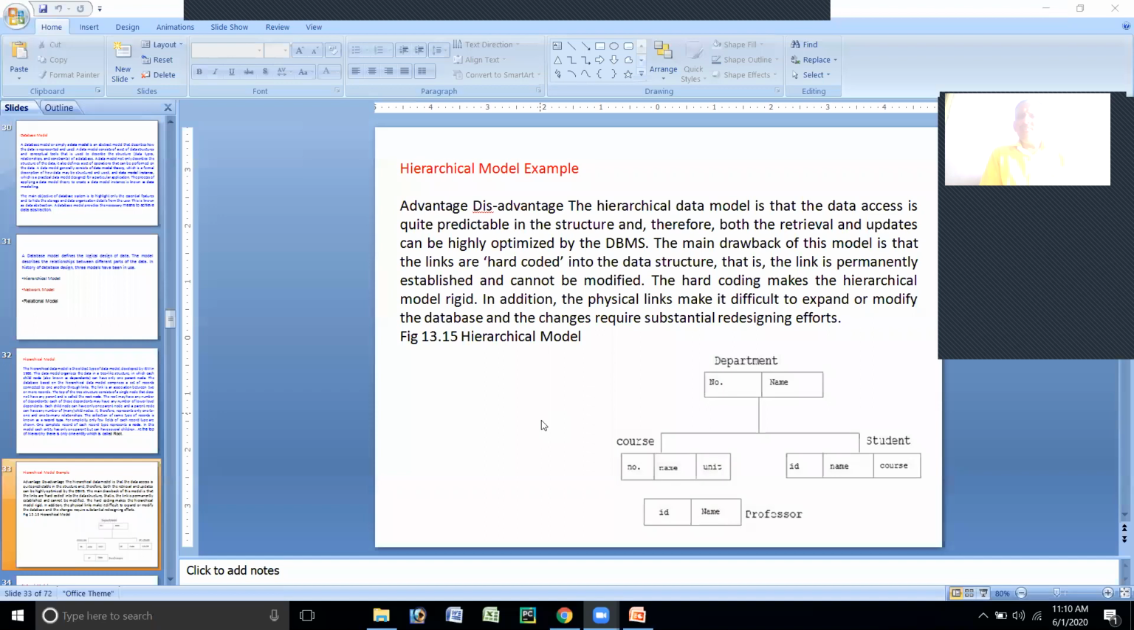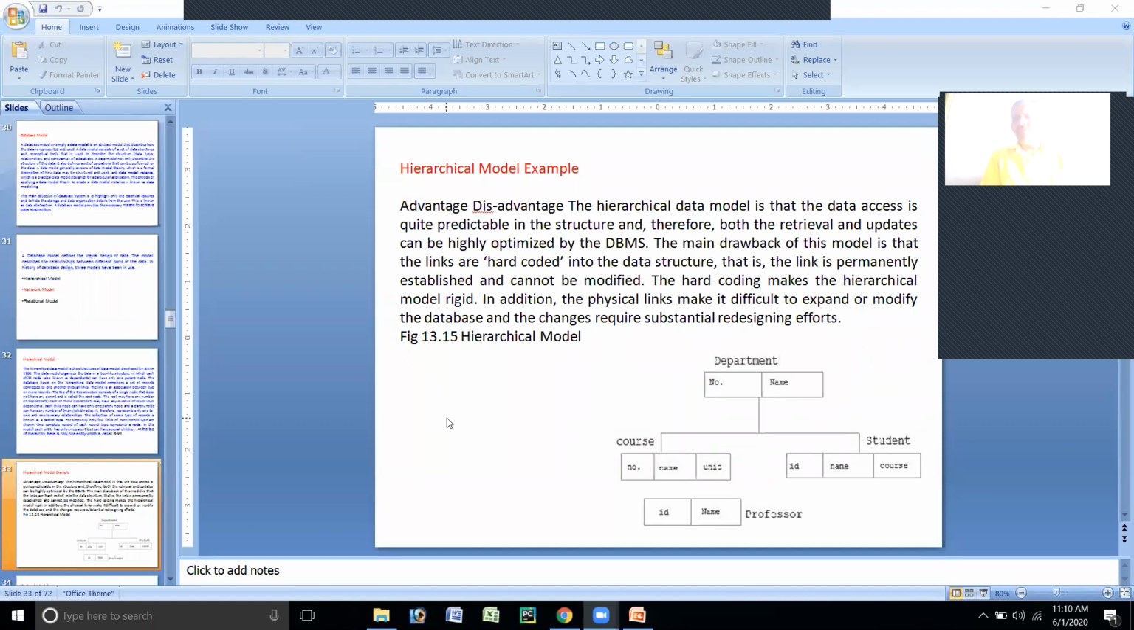In addition, the physical links make it difficult to expand or modify the database, and the changes require substantial redesigning efforts. If you want to modify it, it is a difficult task because the link is established between the nodes. That's why it is difficult to modify or update the hierarchical model. Again, we need redesigning, and that also requires a lot of effort. This is the disadvantage of the hierarchical model.